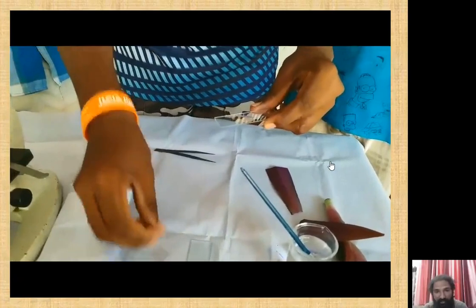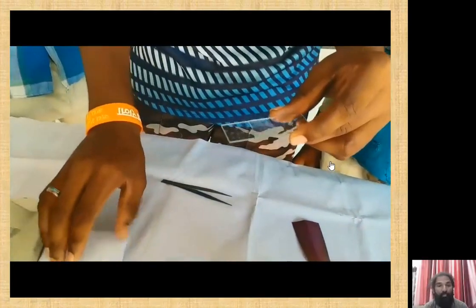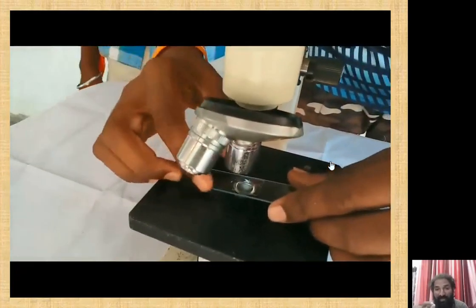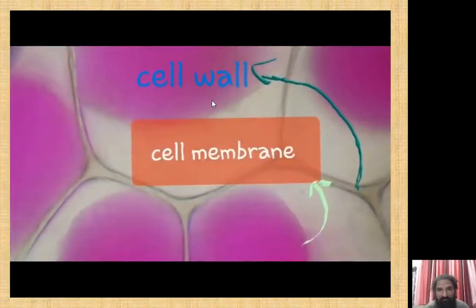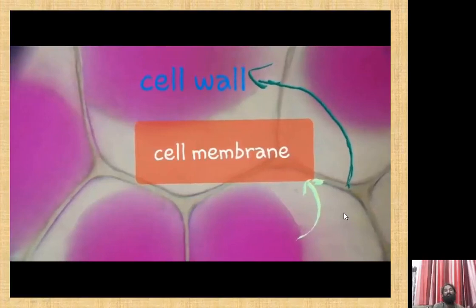After that, take a cover slip and place it onto the leaf portion. Then with the help of tissue paper, remove the excess water and observe the slide under the compound microscope. When you observe under the microscope, the cells look like this. Just see here: this is the cell wall, and this is the cell membrane. The cell wall and cell membrane are observed. At first, the cytoplasm fully occupies the cell. Later, the cytoplasm shrinks due to the addition of salt water. That's why the cell membrane is separated and seen in the microscope.